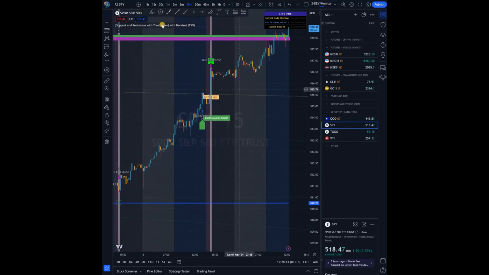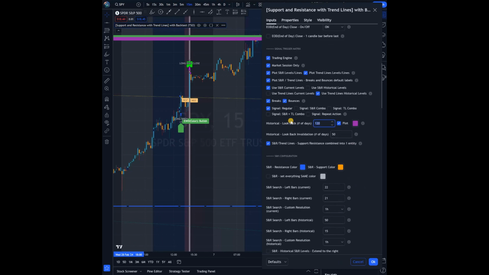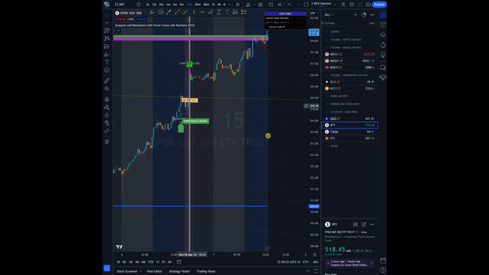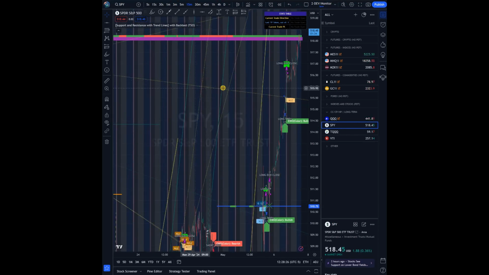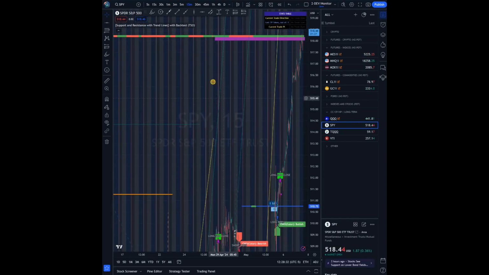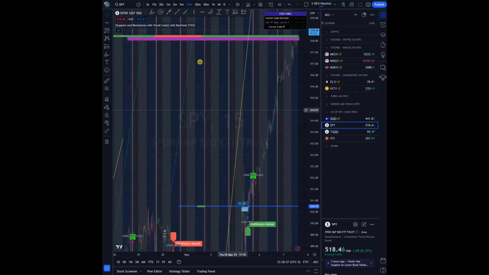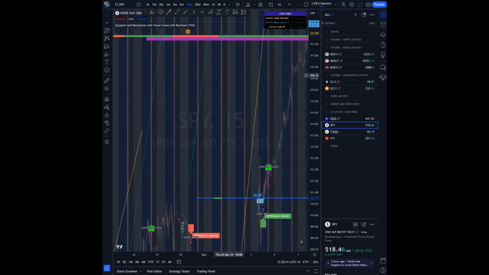So if we switch the historical days to, like, 10 days, for example, this signal should go away, because 10 days ago this trend line no longer existed, basically. I mean, it did exist, but not from 10 days ago. Hopefully that explains what this is.